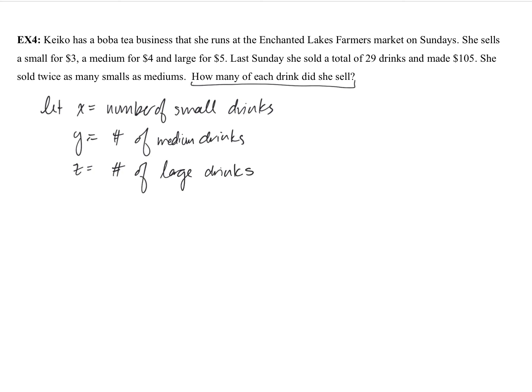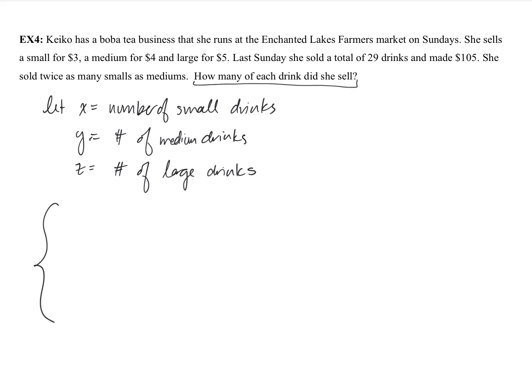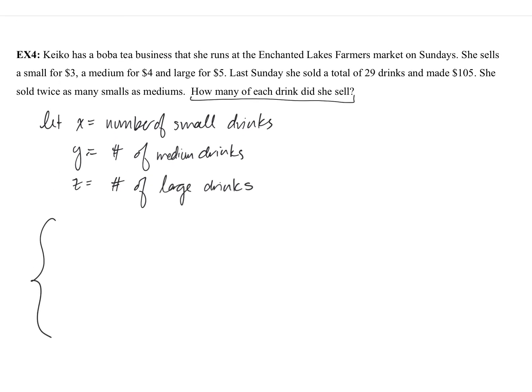All right, so now let's go ahead. Since we have 3 variables, we need 3 equations. What is our word problem talking about? Let's see. We know the total number of drinks. That's one bit of information. Total number. What else do we know?